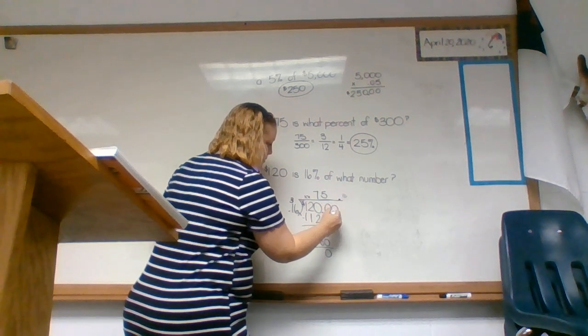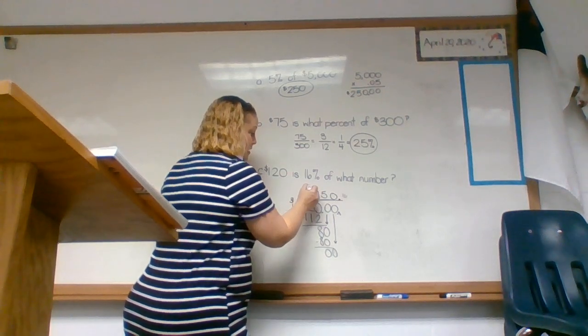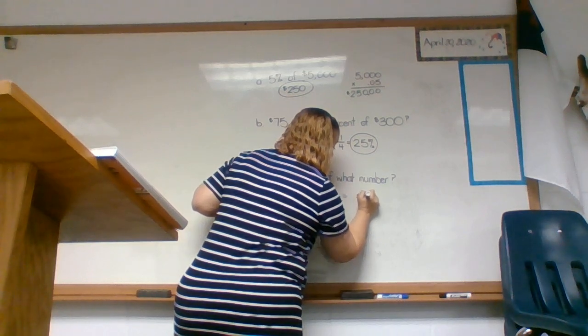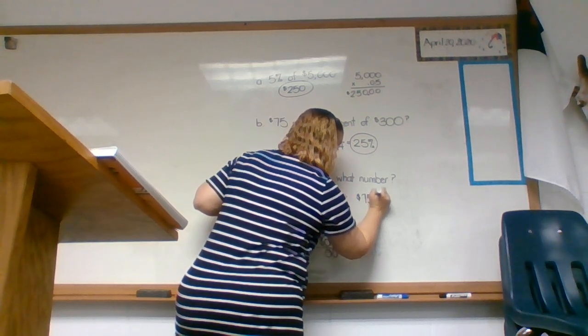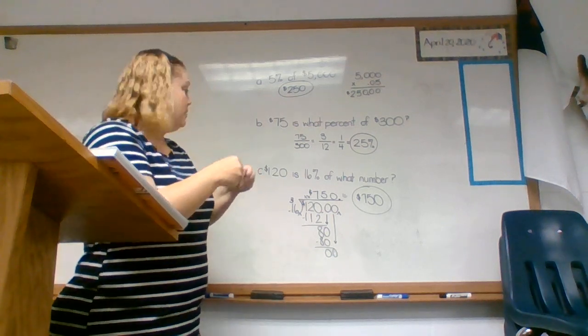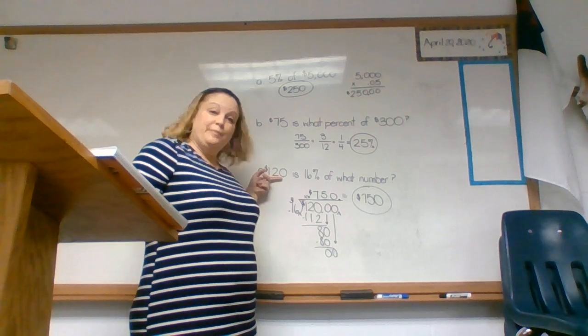But we're not done. We still have this. It goes in 0 times, but it's important to have that there because the answer is not 75. The answer is $750. That was the amount of the original sales based on what we knew about the commission and their rate.